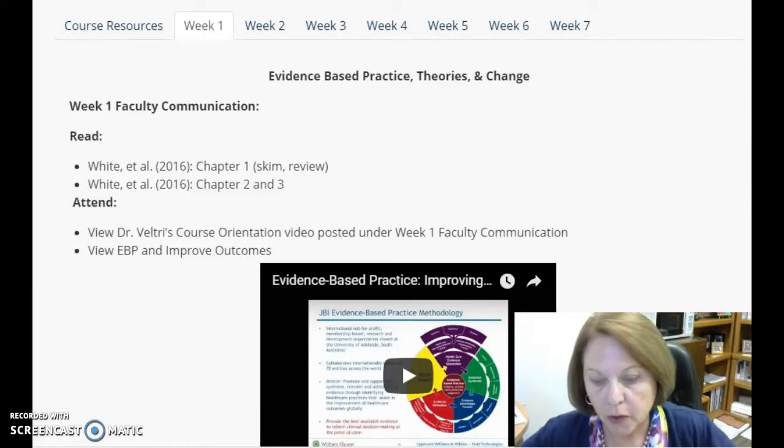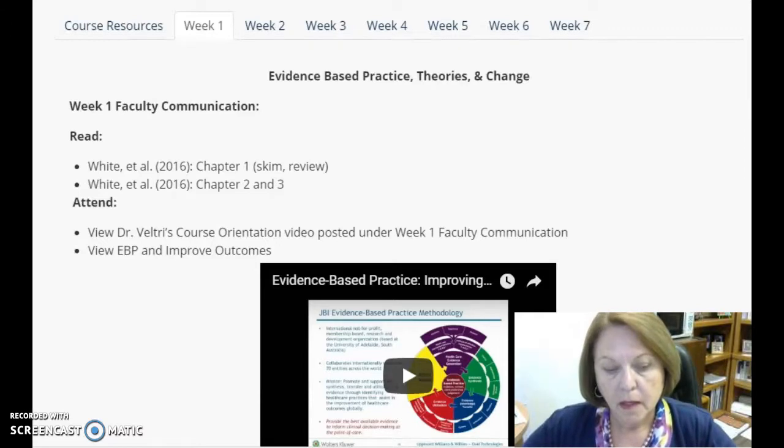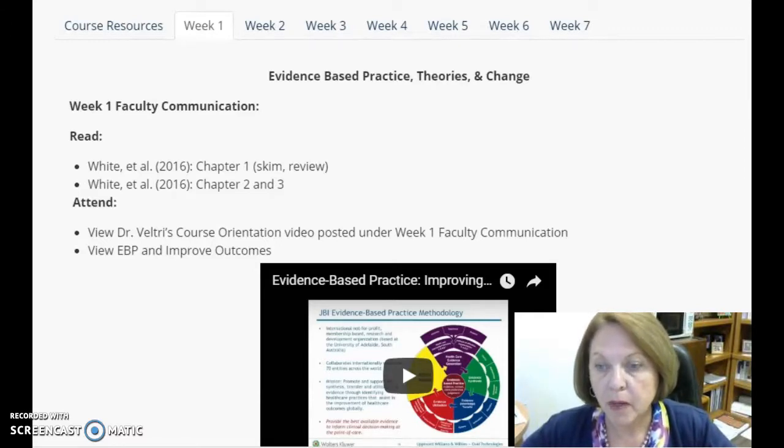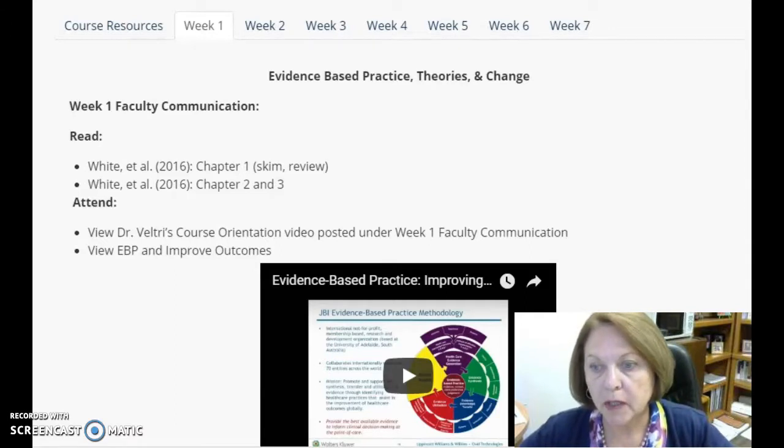The textbook that we will use in this course is called Translation of Evidence into Nursing by White and colleagues. In the first week of this course, you will note that you have assigned readings from this textbook. Chapter 1 is a review of evidence-based practice, which by now you're very, very familiar with. So please feel free just to skim or review the concepts in this chapter.